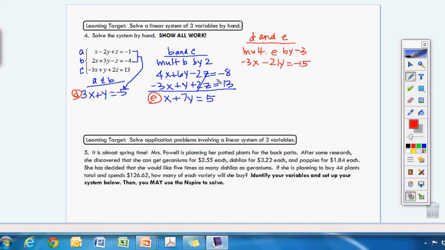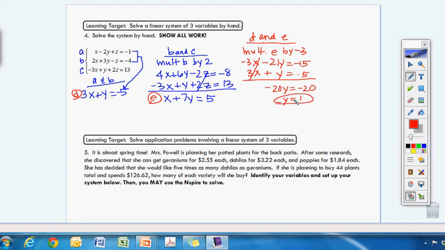Now I'm going to compare that with D. So I have 3x plus y equals negative 5. Here my negative 3x and positive 3x go away, and I have now negative 20y equals negative 20. So y equals 1.